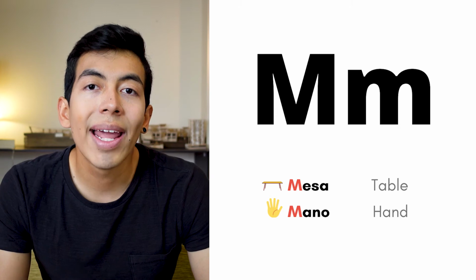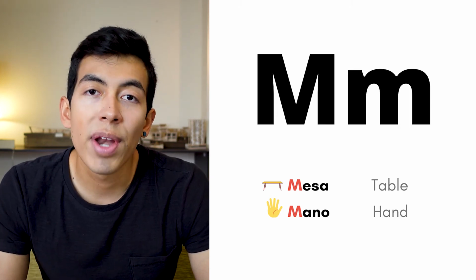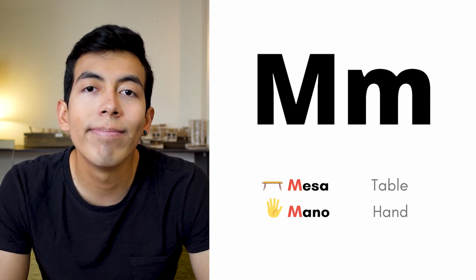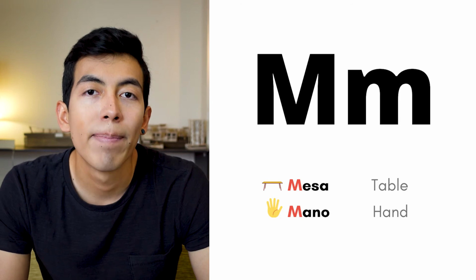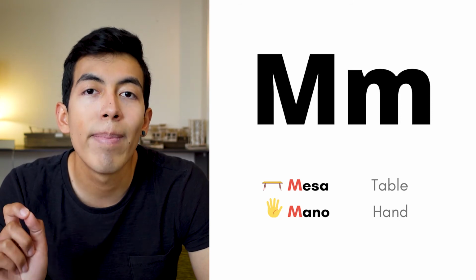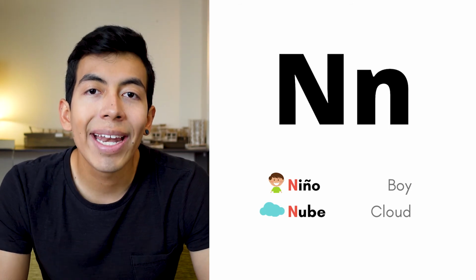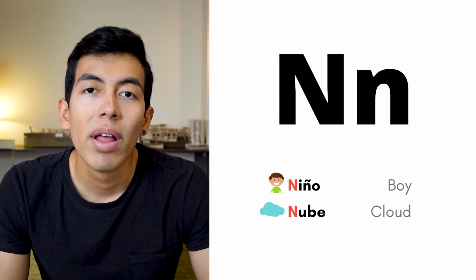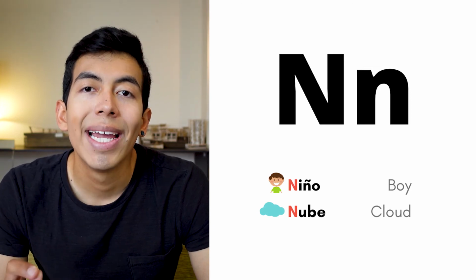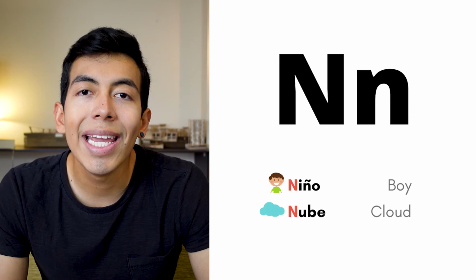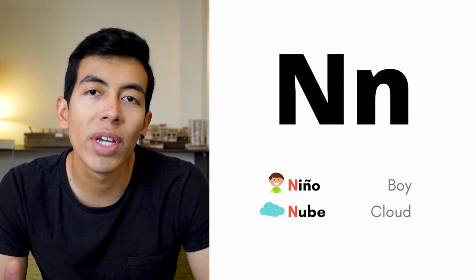Then we have la letra M. This letter is pronounced M. It's very similar to the English M. Mesa, mesa, mano, mano. Then we have la letra N. This letter is pronounced N. Niño, niño, nube, nube.